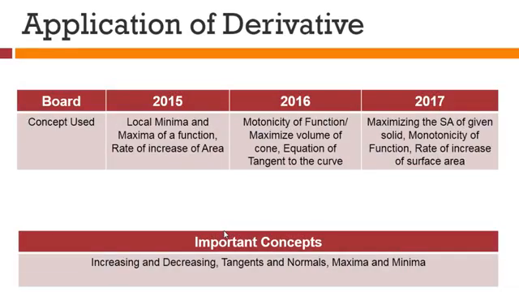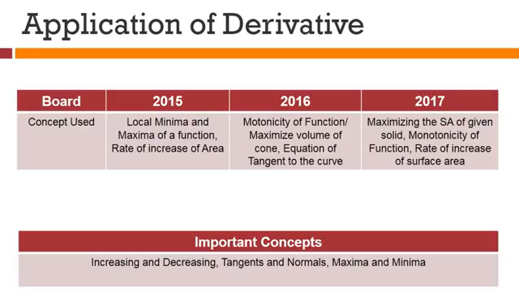So the concepts used in 2015: again local minimum maximum of a function is given, and in the 4 marker they asked rate of increase of area. Some information was given about perimeter, and it was asked how the area is changing. 2016 had 2 questions, but again the questions came in choice. Maximum volume of a cone was asked again, a very famous question with semi-vertical angle sine inverse of 1/3, and monotonicity of a function was asked, like discuss the increasing decreasing behavior of the function.